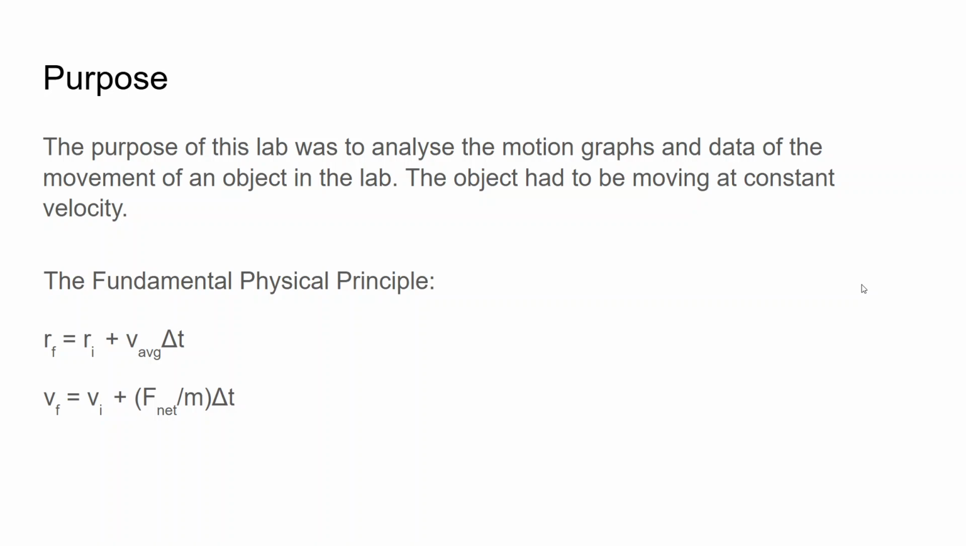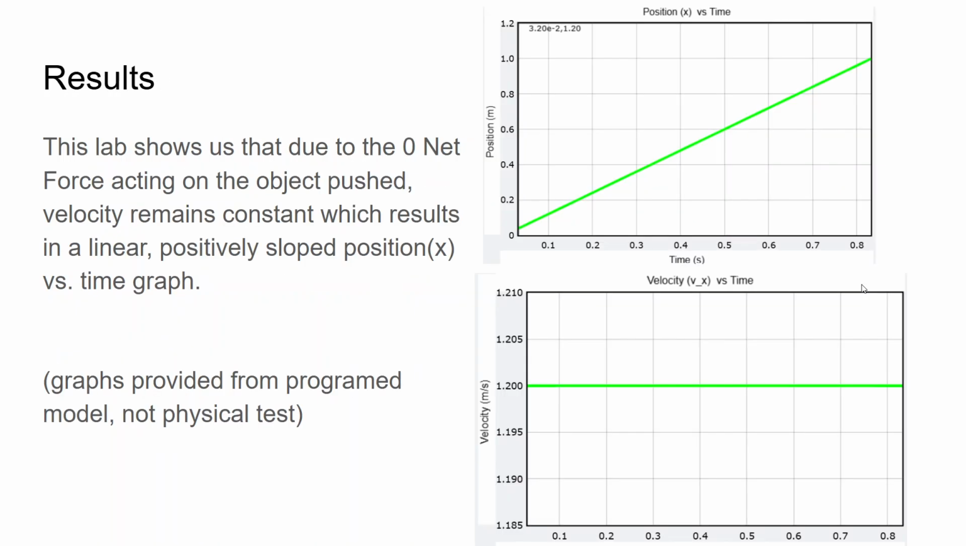The purpose of the lab was to analyze the motion graphs and data of the movement of an object in the lab. The object had to be moving at a constant velocity. The fundamental physical principles were the position update formula and the velocity update formula. However, the velocity update formula would end up just equaling velocity final equals velocity initial, since forces were zero and constant since the object was moving at a constant velocity.